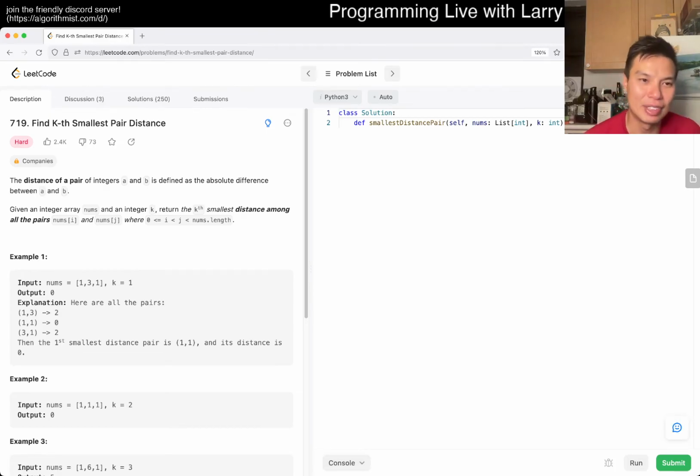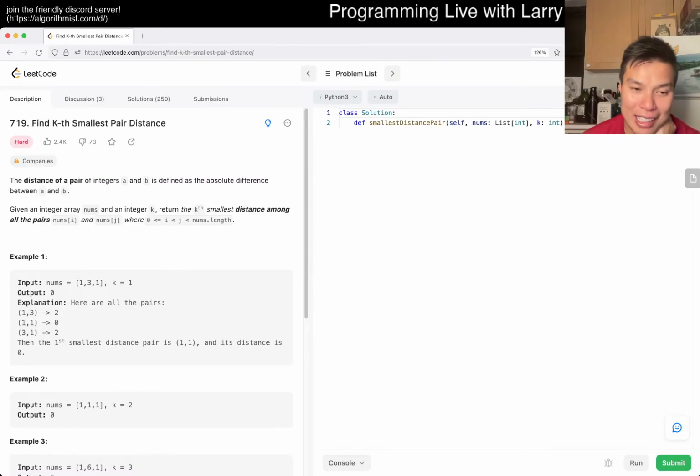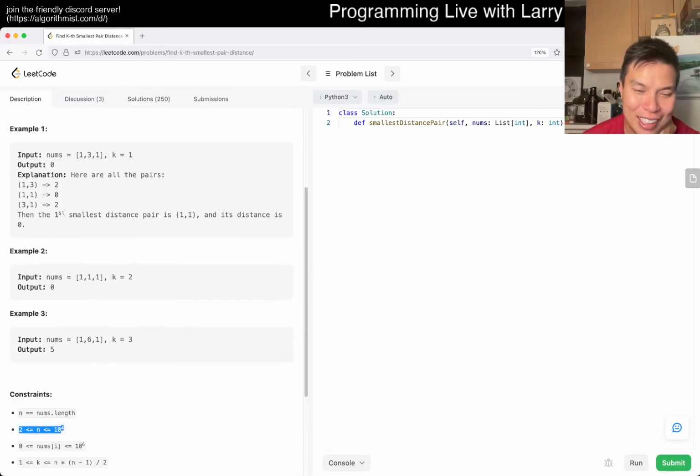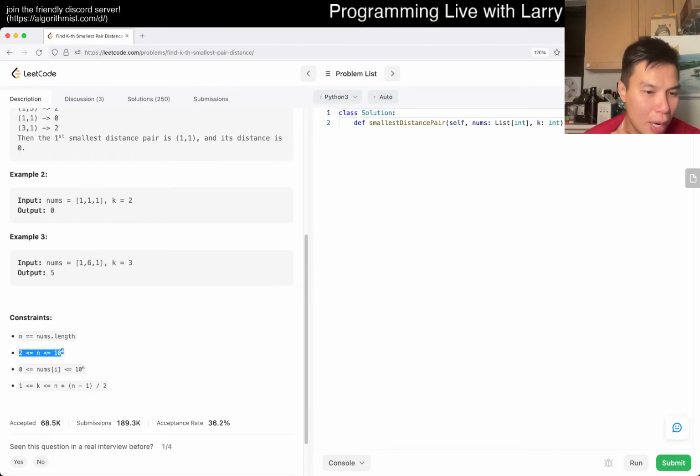719. Find K-th Smallest Pair Distance. Okay, so you have A and B. The distance is the absolute value of A minus B. Given nums and k, find the kth smallest distance between all pairs. N is going to be 10 to the 4th. So that means that if we try to do the naive N squared and then sort it, that's definitely going to be a little bit too slow. The question is, can we do better, right?